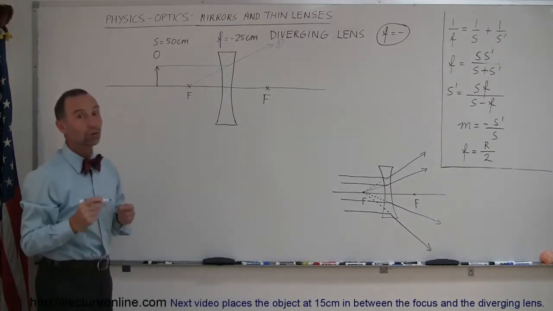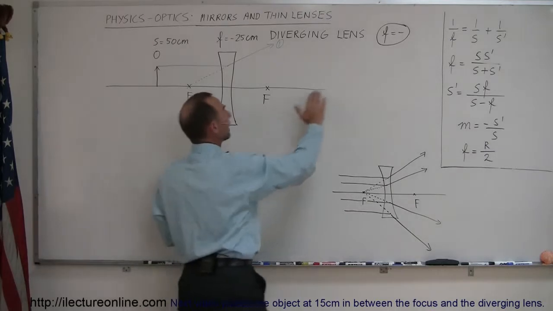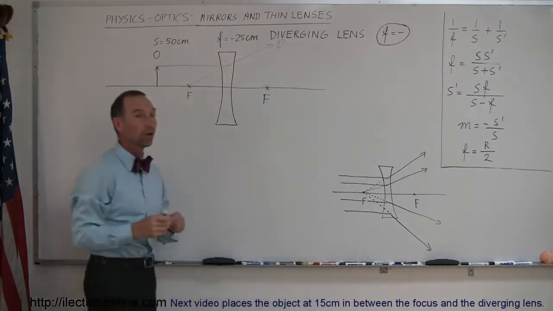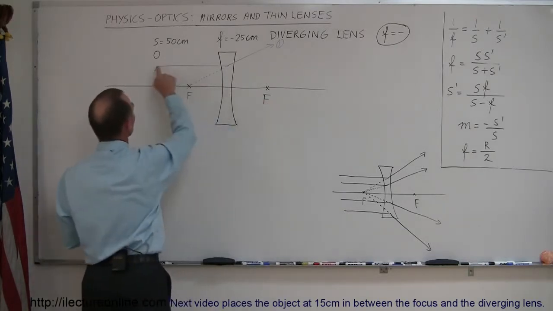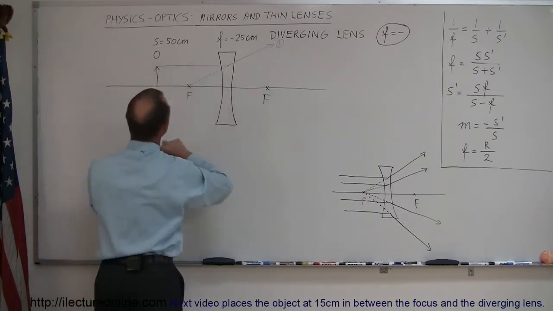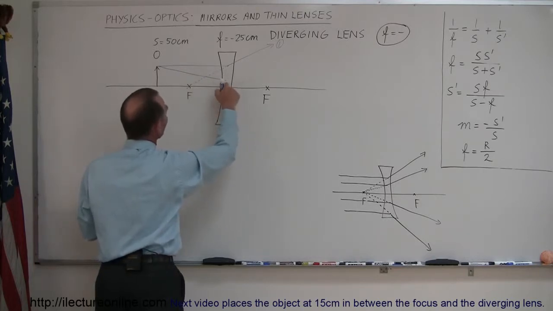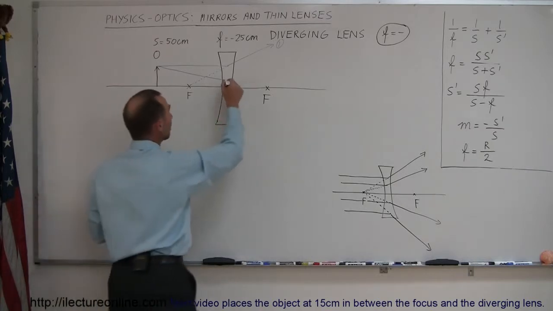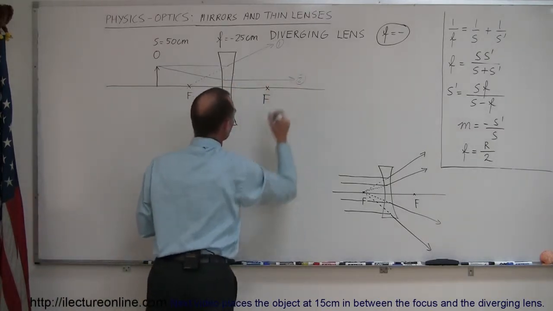Ray number two is through the focal point, but since this is a diverging lens, the focal length is a negative focal length, therefore the focal length is a negative 25 centimeters. So the focal point of interest would be the one back here. So we want to draw a ray line from here to this focal point right there. And when we get to the lens, instead of continuing to the focal point, it will diverge, and that will continue then parallel to the normal beyond that point. And that will be ray number two.